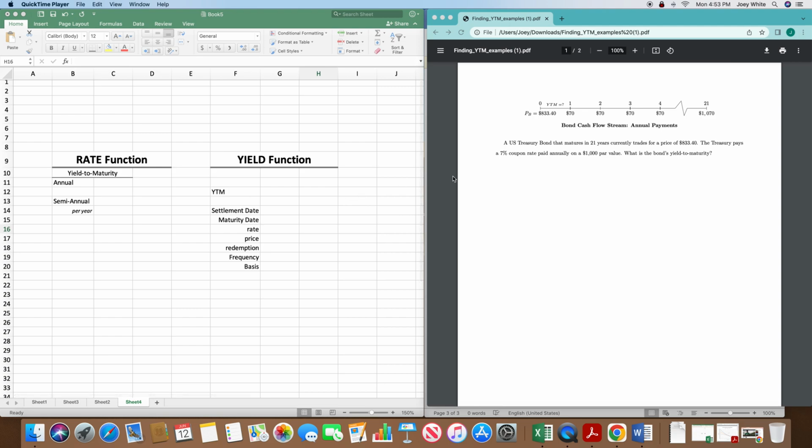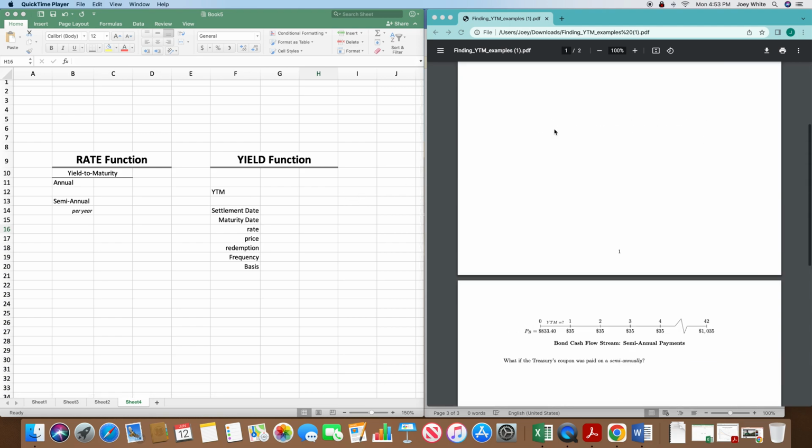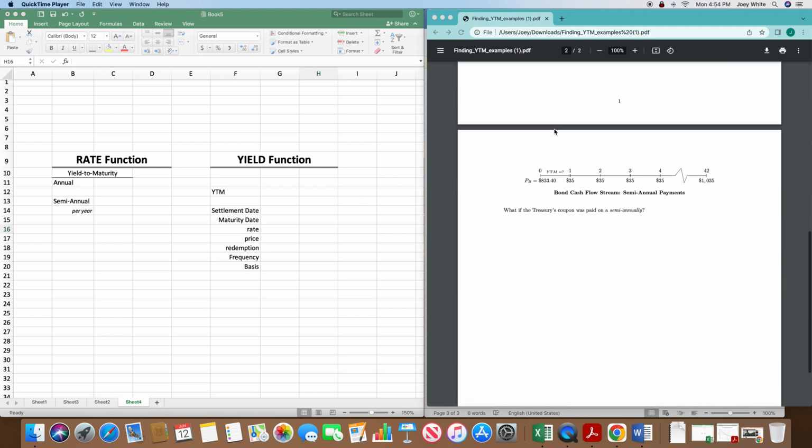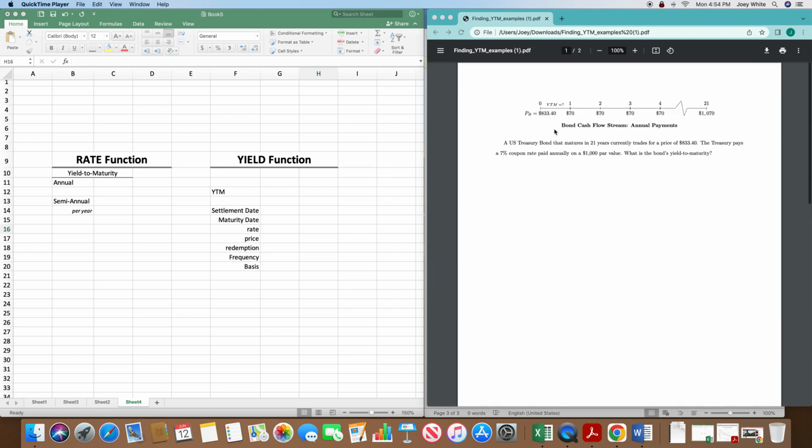I have these two examples here. They're basically the same example, except one is semi-annual. So we have a U.S. Treasury bond that matures in 21 years and currently trades for a price of $833.40. The Treasury pays a 7% coupon rate, paid annually, on a $1,000 par value. That's typical. What is the bond's yield to maturity?